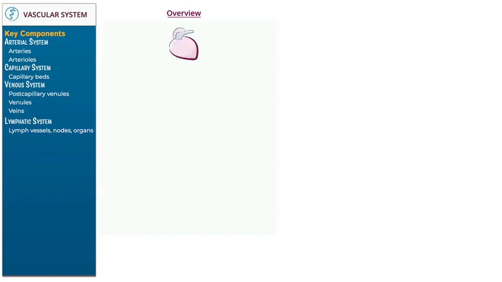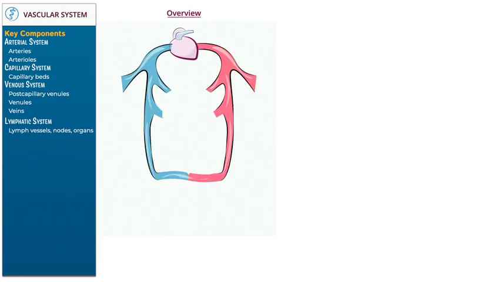We'll start with the arterial side, which carries blood away from the heart. Show that the largest arteries, which include the aorta and its large branches, are called elastic arteries due to their size and relatively low resistance. They're considered conducting arteries. The elastic arteries branch and give rise to muscular arteries, which deliver blood to specific organs.